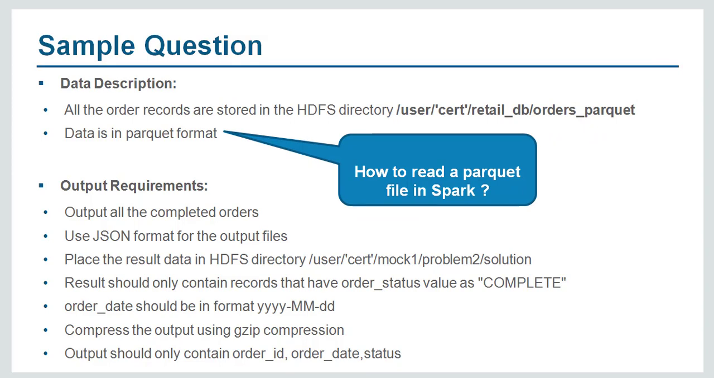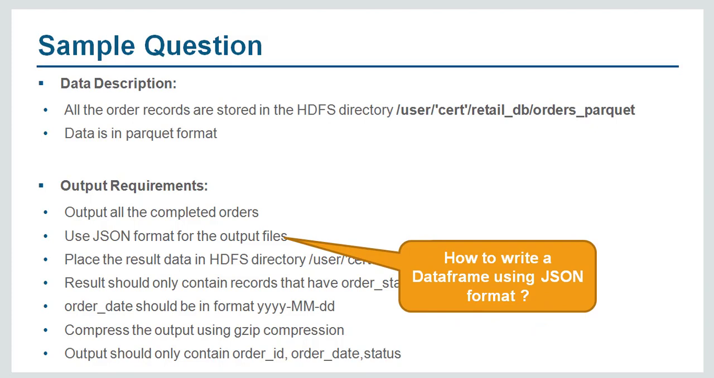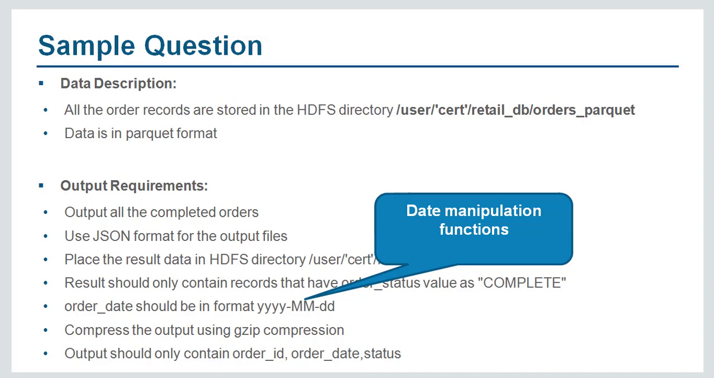Let's look into the other requirements one by one. The next requirement says that output all completed orders. That means you should understand how to filter the records. The next requirement is use JSON format for output files. That means you should understand how to write a data frame using JSON format.